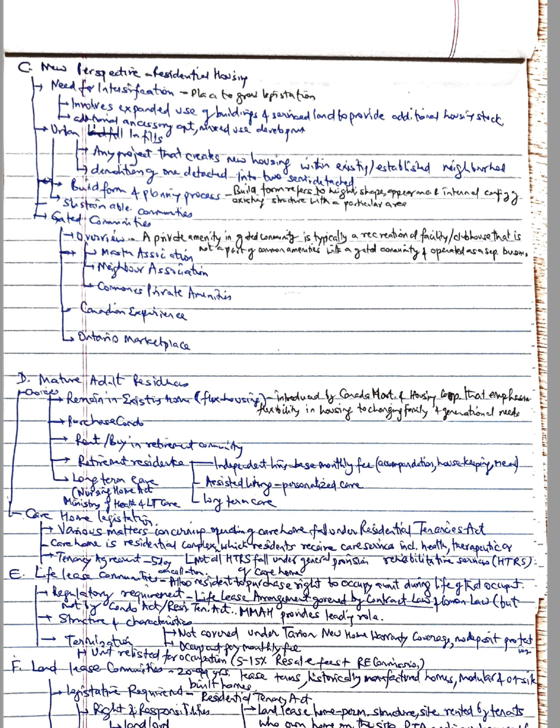So the choices that a mature adult has would be to remain in the existing home, purchase a condominium, buy or rent in the retirement community, choose to live in the retirement residence, or go to long term care. So if the person chooses to remain in the existing home, we could also look at the concept of flex housing, which essentially means that there's a flexibility in the housing to changing family and generational needs. It is introduced by Canadian Mortgage and Housing Corporation.